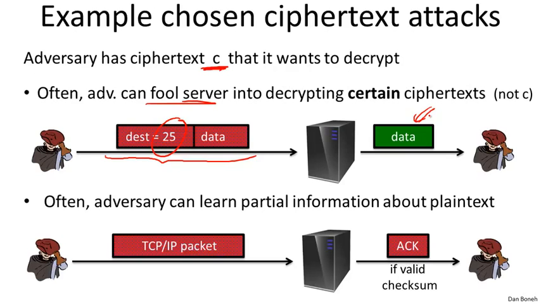Another example we saw is an adversary that can learn something about the plaintext by submitting ciphertexts to the decryptor. The adversary submits encrypted TCP/IP packets to the decryption server, and if the decryption server sends back an ACK, the adversary learns that the decrypted plaintext had a valid checksum, and otherwise the decrypted plaintext didn't have a valid checksum. So this is again an example of a chosen ciphertext attack where the attacker submits ciphertext and learns something about the decryption of that ciphertext.